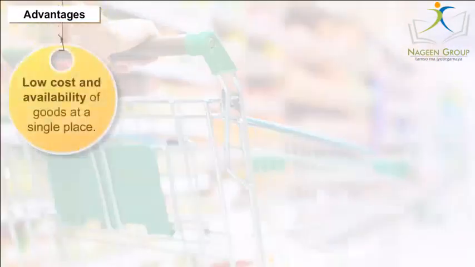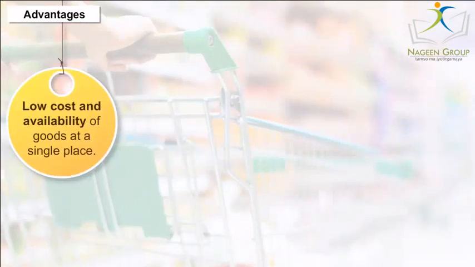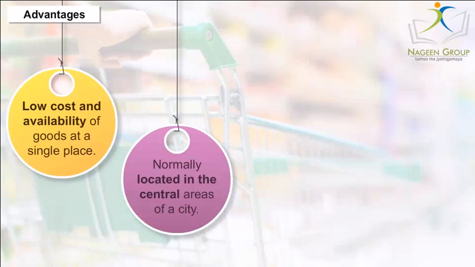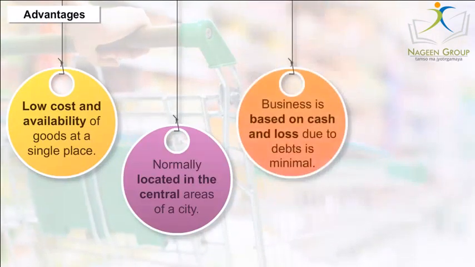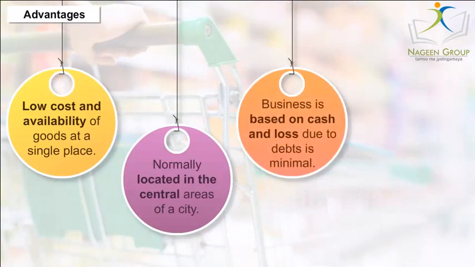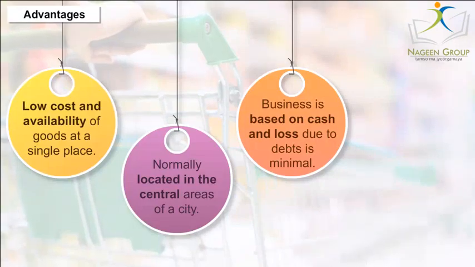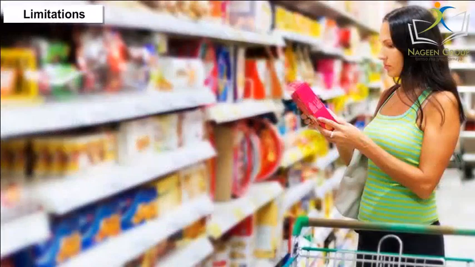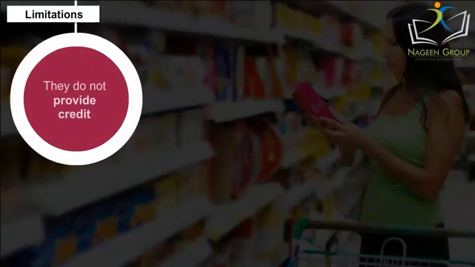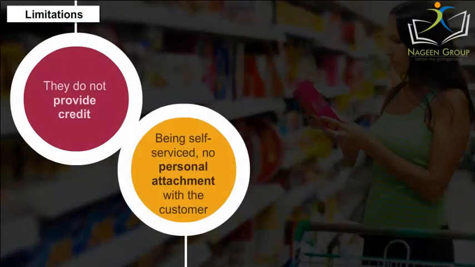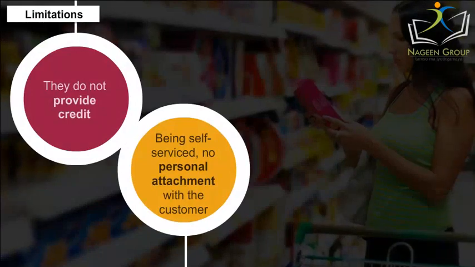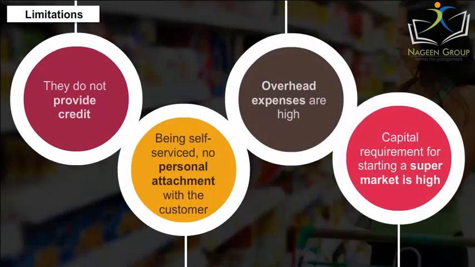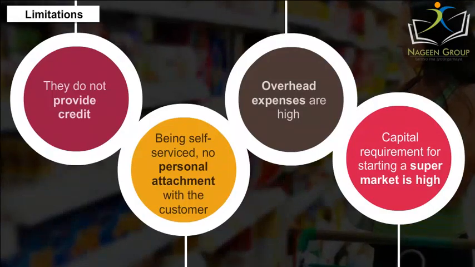Advantages: low cost and availability of goods at a single place. Normally located in the central areas of a city. Business is based on cash and loss due to debts is minimal. Can be operated at a large scale. Limitations: they do not provide credit. Being self-serviced, no personal attachment with the customer. Overhead expenses are high. Capital requirement for starting a supermarket is high.